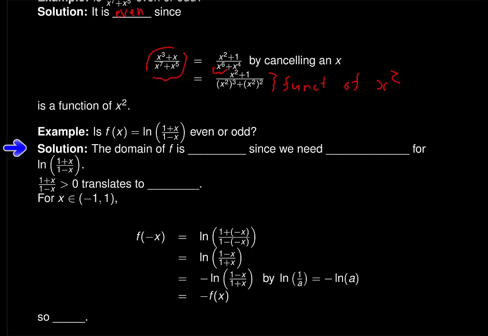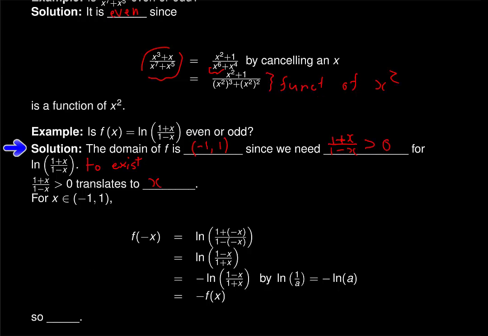Well, the domain of this function actually is the open interval from -1 to 1. And that is because we need (1 plus x) over (1 minus x) to be greater than 0 for ln of (1 plus x) over (1 minus x) to exist, because you can only take the logarithm of a positive number. (1 plus x) over (1 minus x) being greater than 0 translates to x being in (-1, 1).